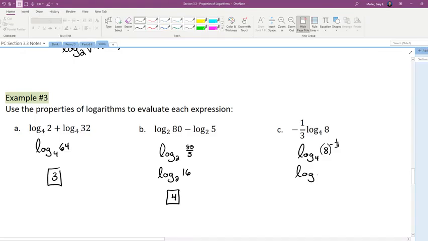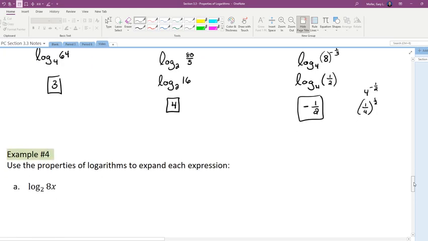All right, 8 to the negative 1/3. That is telling us to take the cube root of 8, which is 2, and then flip it over. So this is going to be 1/2. So log base 4 of 1/2. To turn a 4 into a 2, we had to take the square root of it. The square root of 4 is 2. I need to flip it over, so let's make it a half. So 4 to the negative 1/2 would make it 1/4, and then the square root of that would be 1/2, which is what we got.